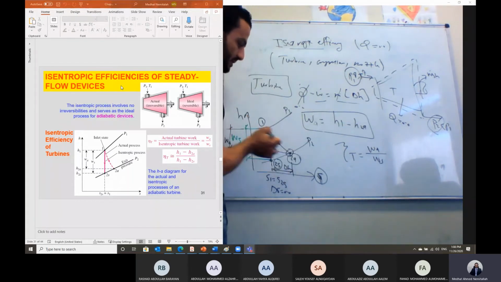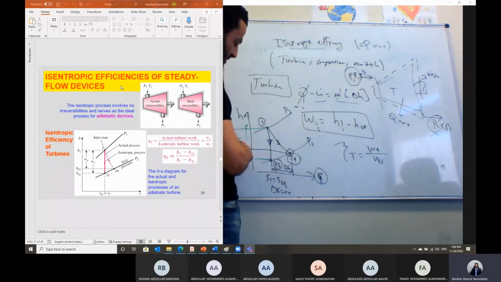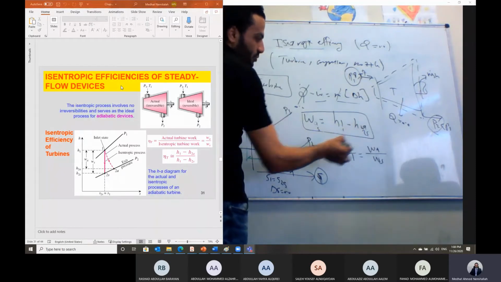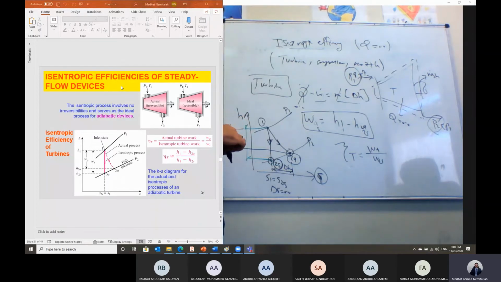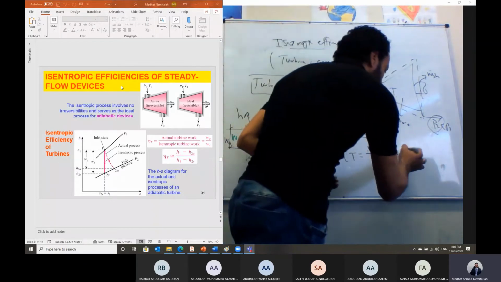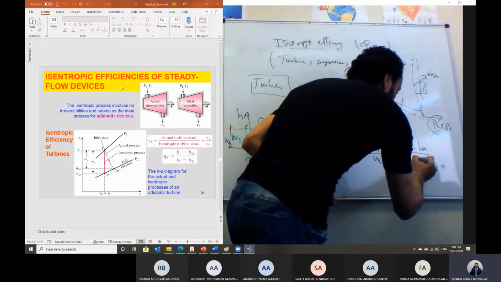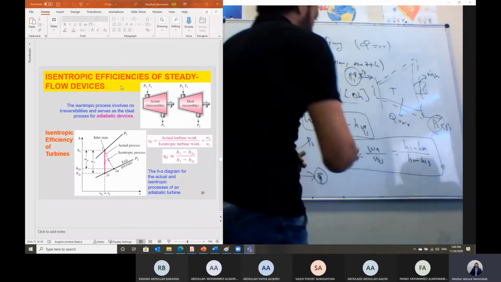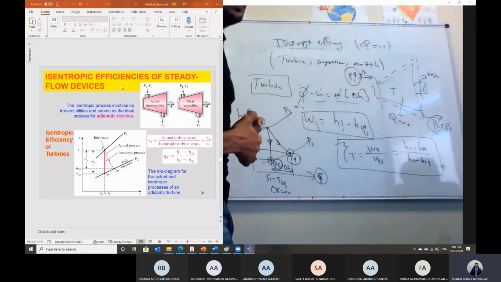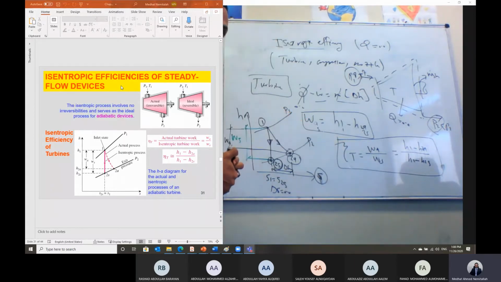This is the actual exit point, okay? If it is isentropic, the isentropic work will equal H1 minus H2S, where 2S is the isentropic exit condition, in which the entropy S1 is the same as S2. And in this case, we can define the isentropic efficiency of the turbine as H1 minus H2 actual divided by H1 minus H2S. Okay, so the isentropic efficiency of a turbine is the ratio between the actual work divided by the isentropic work.